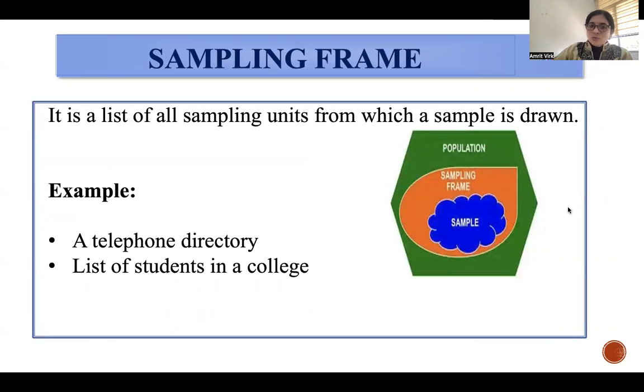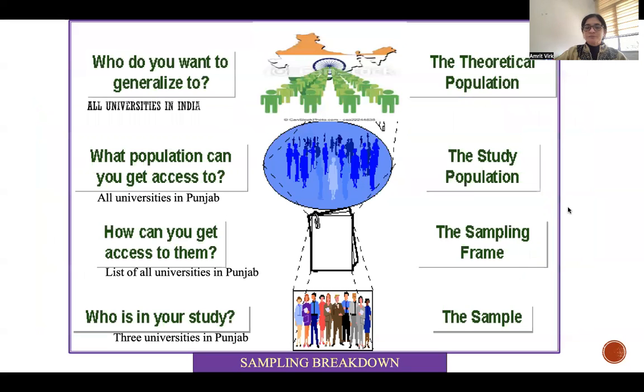We also need to know what is a sampling frame. A sampling frame is a list of all the sampling units from which the sample is drawn. So in the broadest sense, you have the population from which we take out a sampling frame, and from the sampling frame we draw a sample. An example of a sampling frame could be a telephone directory or a listed student from your college.